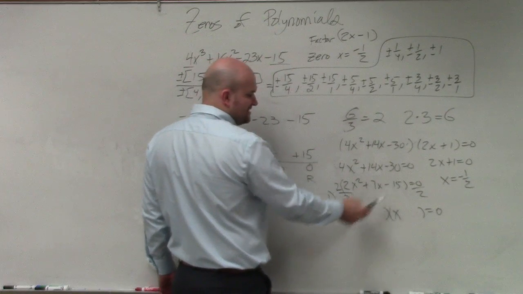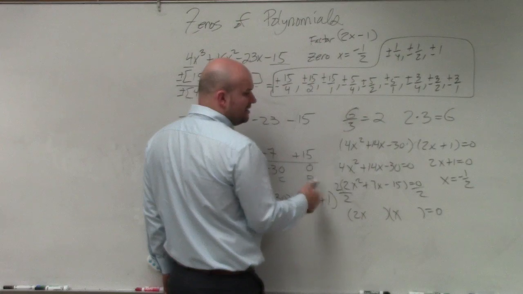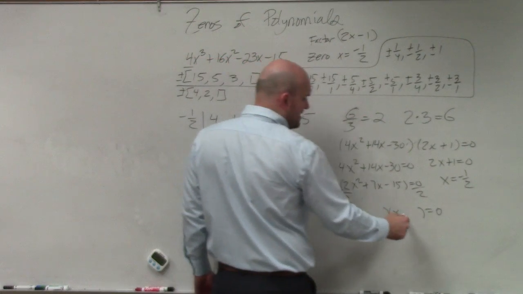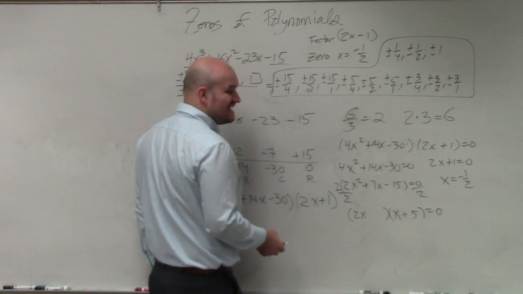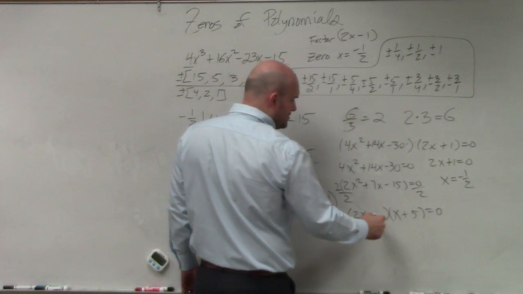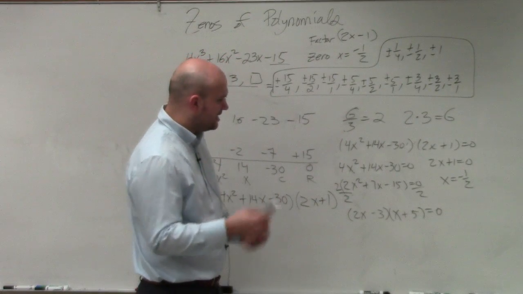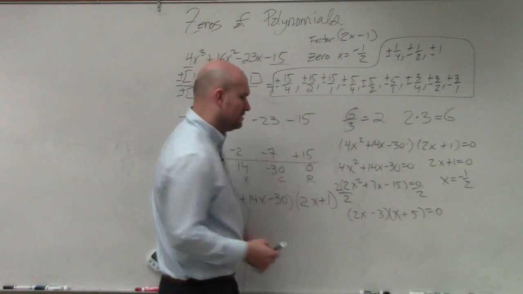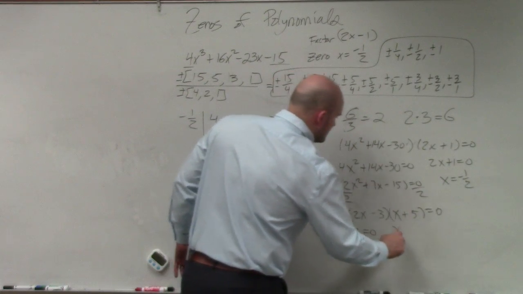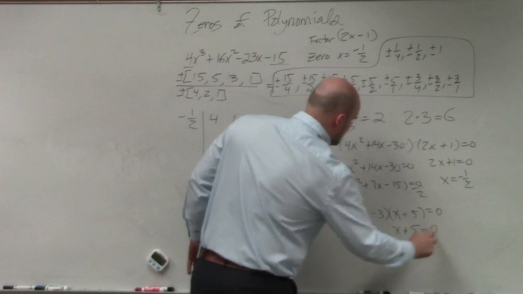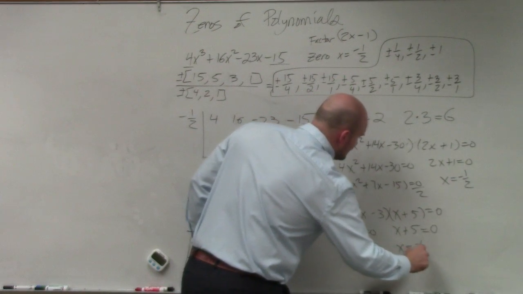So I'm thinking 15 would be too big. 15 and 1 would not give me a difference of 7. But 5 and 3 might. If I did the larger product, 2x times 5 would give me 10x. And then I'd have to do a minus 3 here. That would give me 7x if you combine the middle terms. So therefore, I do the zero product property again, and I have x equals 3/2 and x equals negative 5.